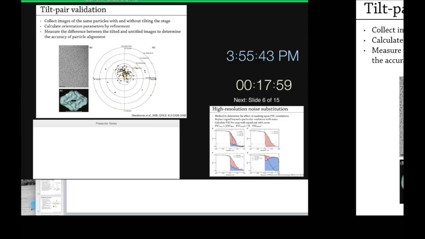One side effect of this is that the bigger your particle is, the easier it is to align, the tighter this should be. This was done prior to direct detectors, either on CCD or film, I don't remember which, with beta-galactosidase, which at that time was still a fairly challenging specimen, not that big. Now people have done it to almost 2 angstrom resolution, so I imagine these plots would be much, much tighter. But using film or CCD, this is a pretty reasonable approach to calculating how well you can align your individual particles within your data set. Any questions on this approach?